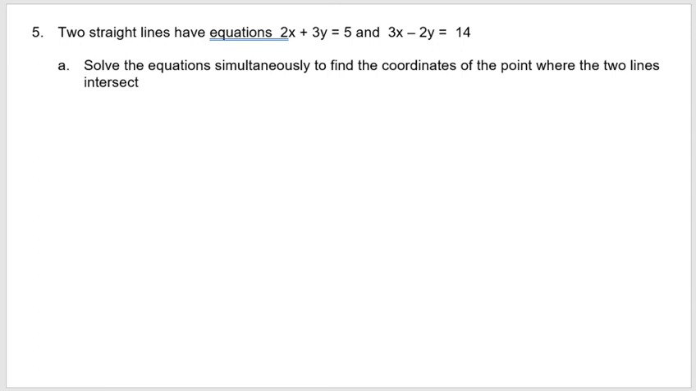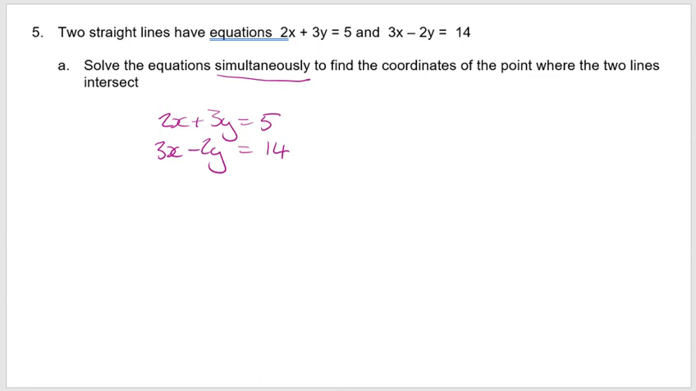So we're solving them simultaneously, as stated here. If it weren't stated here, this would be the method we would use anyway to find where two equations overlap each other. We solve them simultaneously to find a point that is common. So I'm just going to write them one above the other. So 2x plus 3y equals 5, 3x minus 2y equals 14.